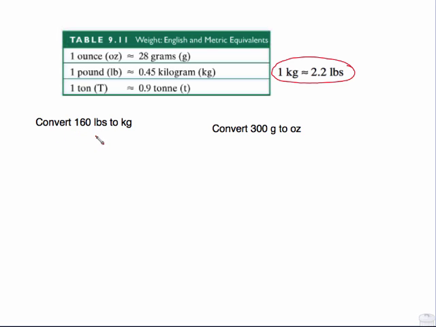So if we want to convert 160 pounds to kilograms, I have 160 pounds over 1. I need to put pound on the bottom and kilogram on the top. So 1 pound equals 0.45 kilograms. Pound disappears. Do the arithmetic of 160 times 0.45 is 72 kilograms.